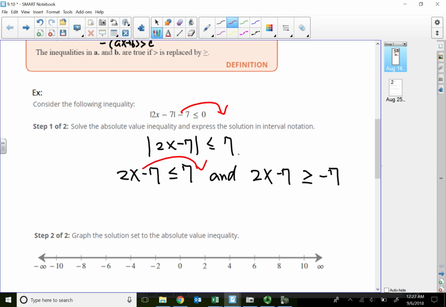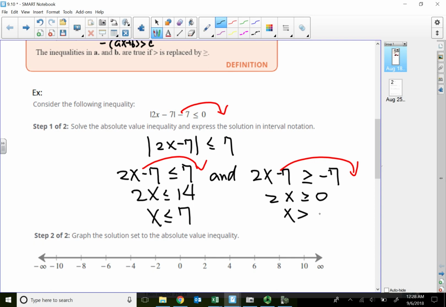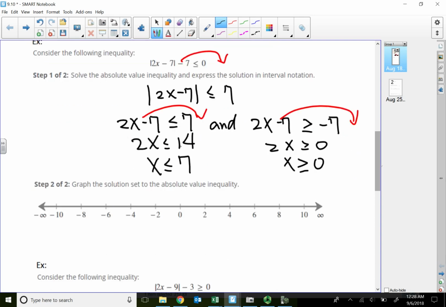Let's move my negative 7 over for both equations. So that will be 2x less than or equal to 14, and 2x greater than or equal to 0. Divide both sides by 2: x is less than or equal to 7 here, and x is greater than or equal to 0. So I'm actually bound by the word and. I'm looking for a number that is less than or equal to 7, and it also has to be greater than or equal to 0.